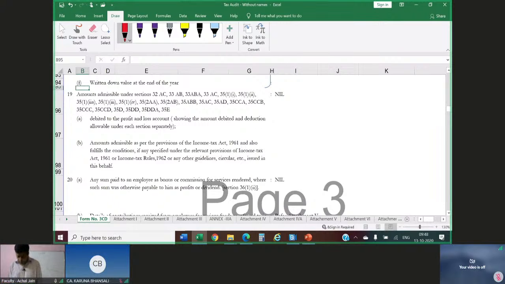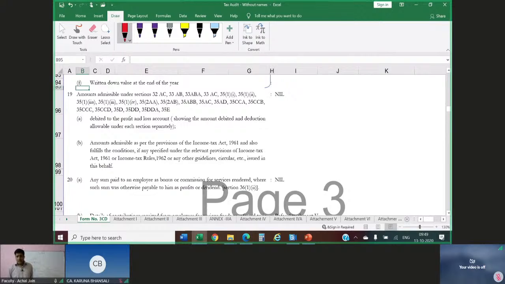Now this clause number 19, let's understand what it requires. Clause number 19 says amounts admissible under sections 32AC, 33AB, 33ABA, 33AC, 35(1), 35(2AA), 35AD, 35CCA. There are so many sections which have been covered in this, so I'm not reading out all of those sections. I'm sure you must be knowing about all of those sections. Then it says amount admissible under these sections which have been debited to P&L, showing the amount debited and deductions allowable under each section separately.